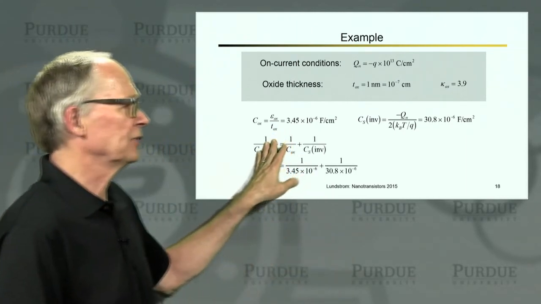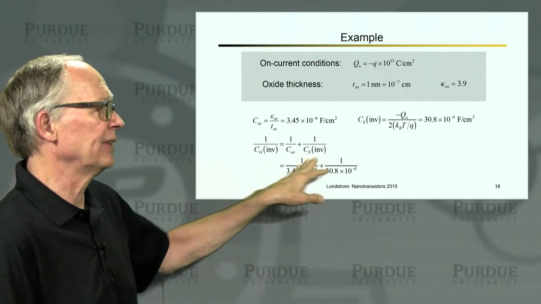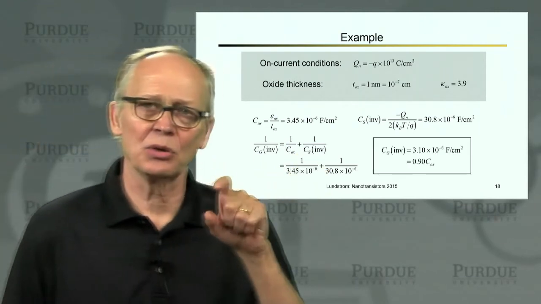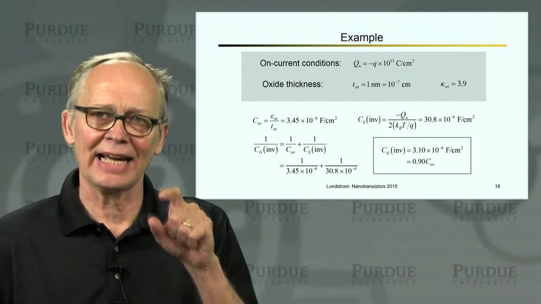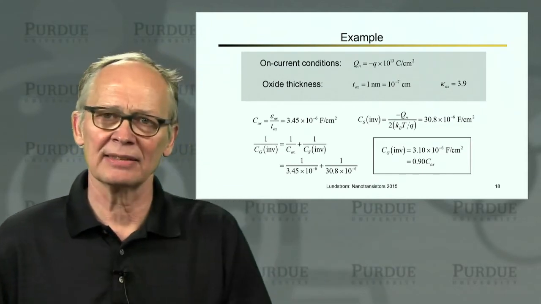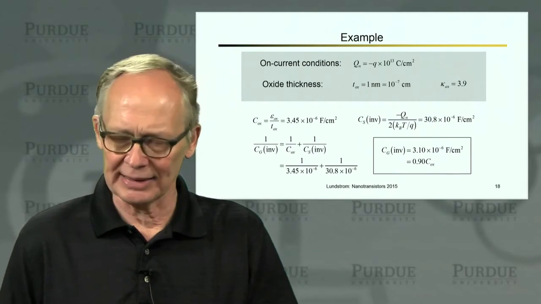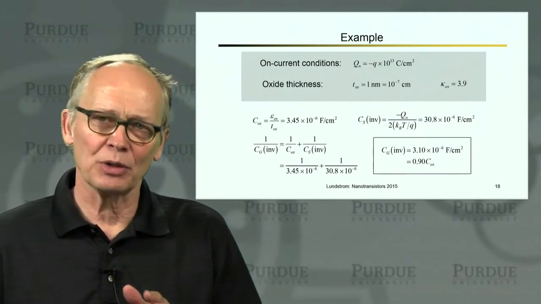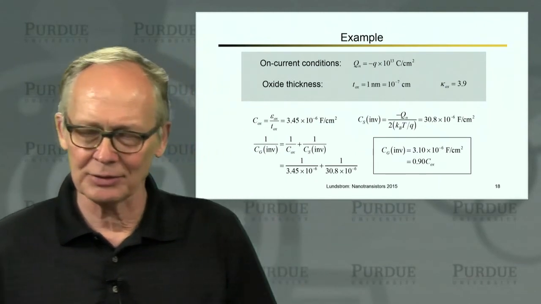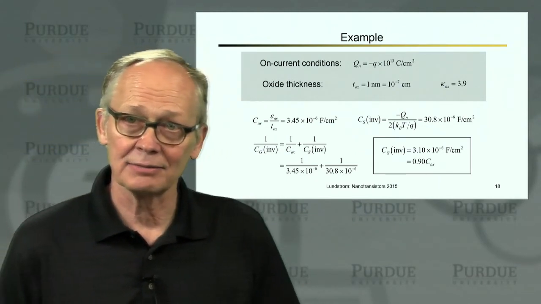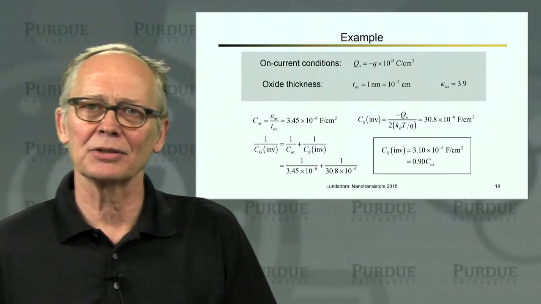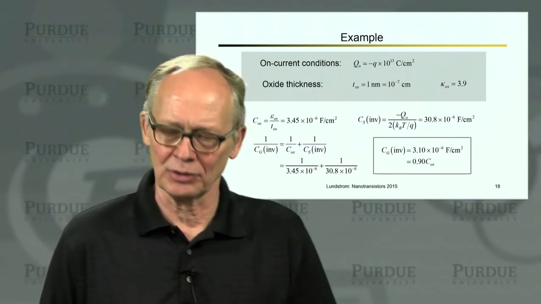So when I ask for the total capacitance on the gate, I have to add the two inverses. And when you do that, we're going to find that the total capacitance is about 90% of the oxide capacitance. It's a little bit less than the oxide capacitance. Actually, it's even worse than this, because when you throw in some things that we're leaving out, Fermi-Dirac statistics, quantum confinement, they all tend to lower the semiconductor capacitance and make the capacitance even lower.